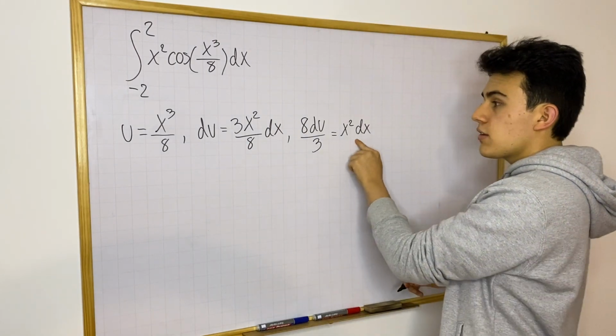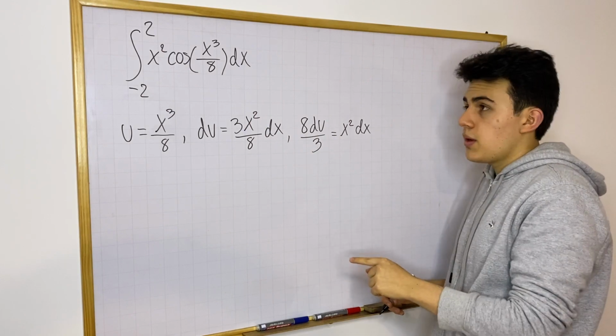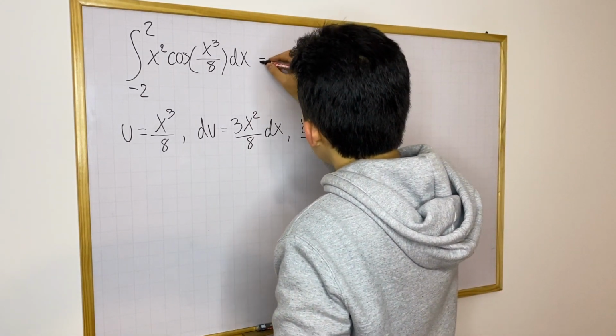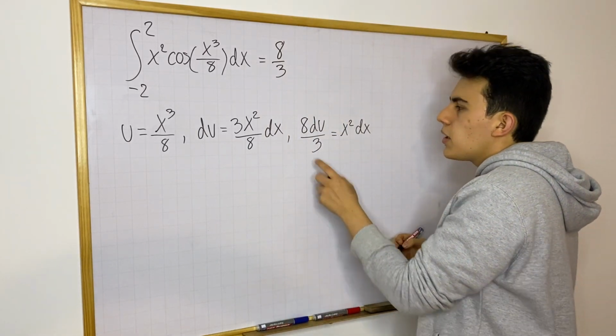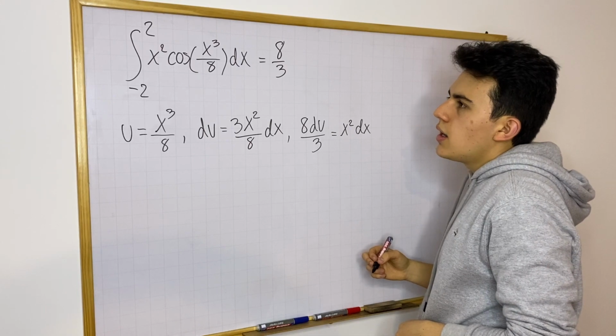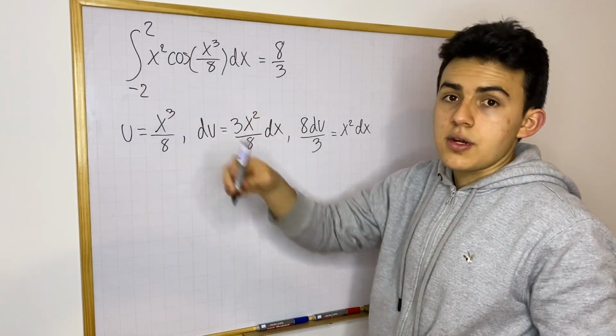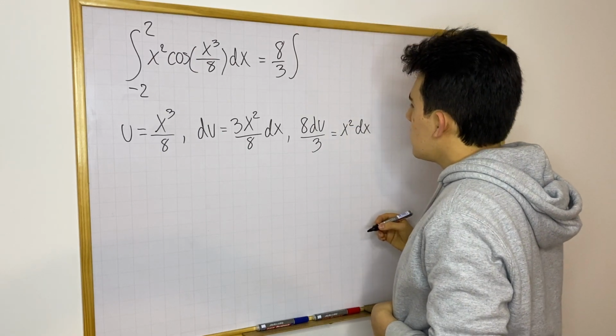We know x squared dx is going to give us a coefficient of 8 divided by 3. So I'm going to write a new integral with a coefficient in front of 8 divided by 3, because you can simply move 8 divided by 3 to the front of the integral sign. And now we can write once again the integral sign.